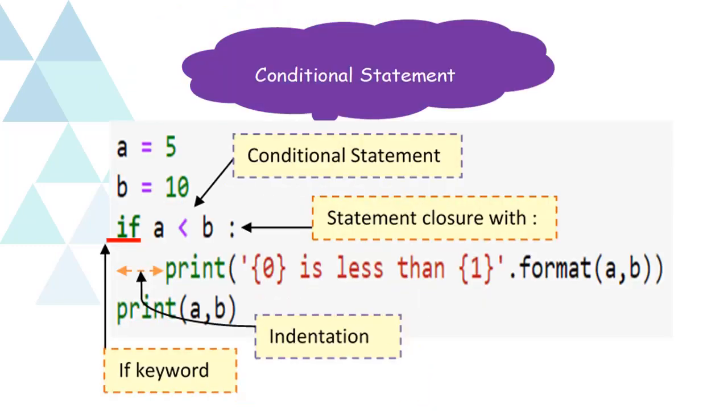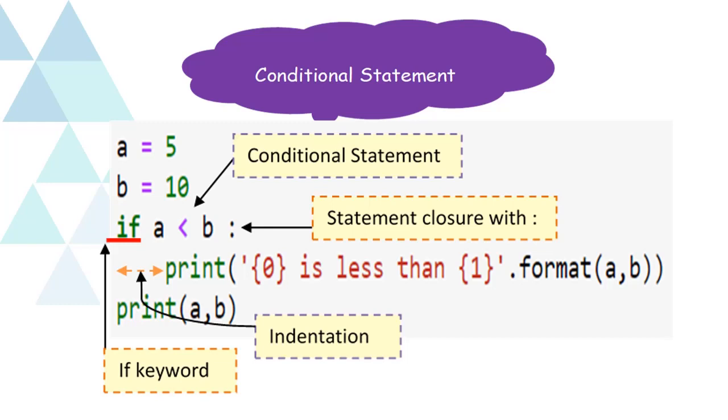Let's understand the program of conditional statement. Here a is equal to 5, b is equal to 10. We are defining these two variables. Now inside the if statement we are checking one condition, like if a is less than b, and after that we are closing the if condition with a colon mark. If a is less than b, then it will go into the if block.